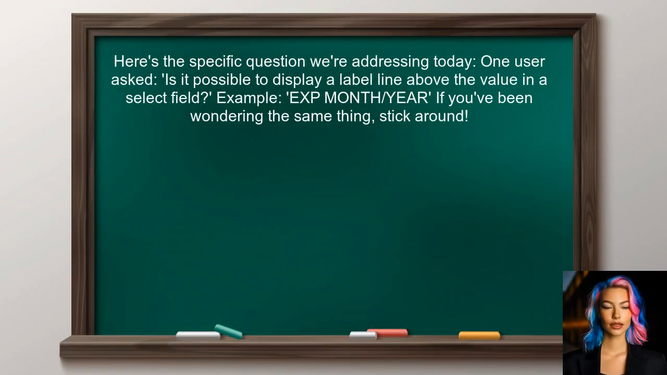Here's the specific question we're addressing today. One user asked if it's possible to display a label line above the value in a select field, similar to the EXP month-year example shown in the image. If you've been wondering the same thing, stick around as we explore this together.